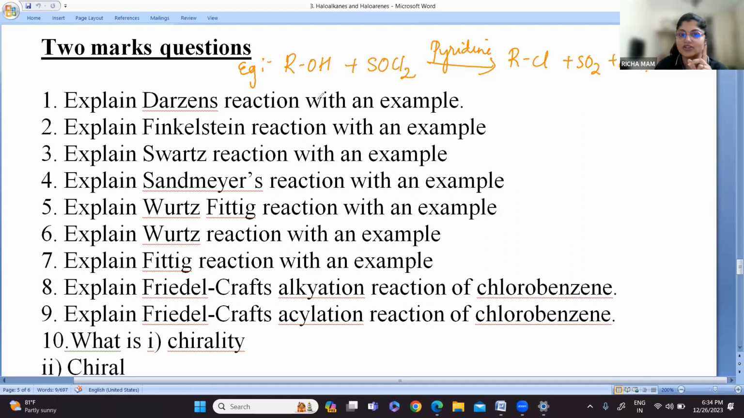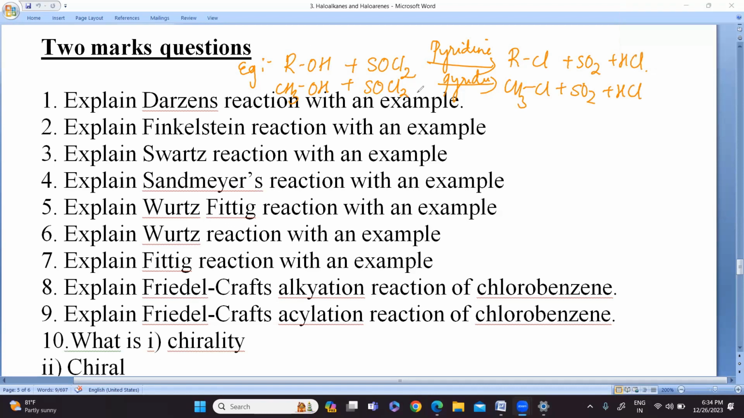So a general reaction, and as one example you can use methanol plus thionyl chloride, pyridine. Then what you'll get: CH3Cl plus SO2 plus HCl. So one general reaction and one example. You have to study. Okay. So this is about Darzen's reaction.